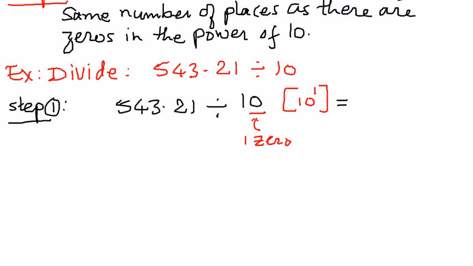So this is equal to 543.21. Since there is 1 zero and since we are dividing, we're going to move the decimal place to the left one place, because the power of 10 is equal to 1. Therefore we moved it to the left by one place.